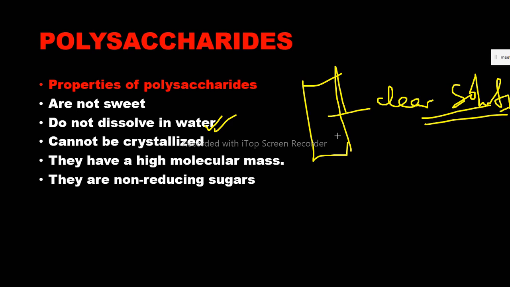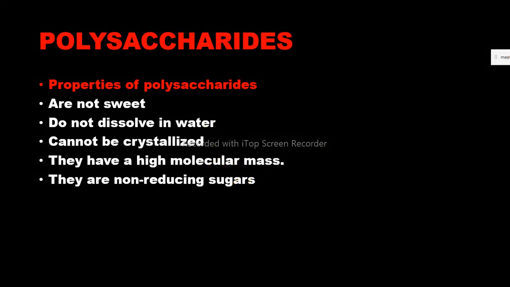Number three, are they crystals? Obviously they are not. It's a powder. Get cassava flour. It's a powder, isn't it? Then high molecular mass, of course, because they are made up of very many monomers, and they are non-reducing sugars. You don't expect them to change the color of Benedict's solution. So let's talk about the examples.